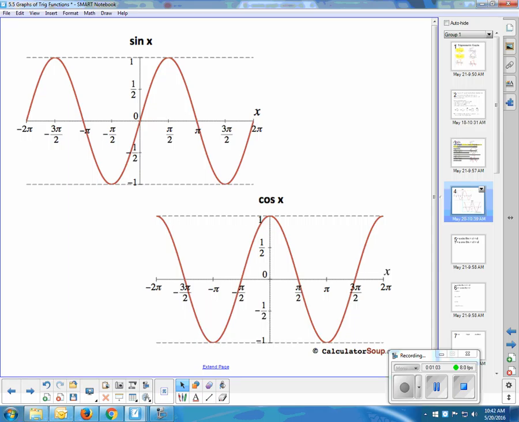Here I have a couple of illustrations of the sine graph from negative 2 pi radians to 2 pi radians, and cosine from negative 2 pi to 2 pi. If you're looking at this video for the transformations of sine and cosine, you should have at least basic working knowledge of the sine and cosine graphs. If not, you might want to step back and find another video to look at the development of those graphs.